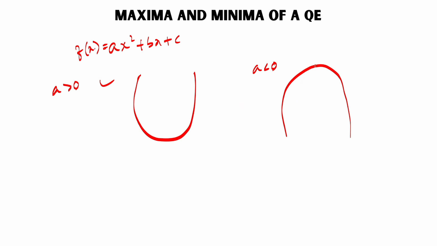If a is less than 0, we will get maxima point here. When a is greater than 0, we will get minima. And what is the maximum point here? When a is greater than 0, it extends till infinity. When a is less than 0, it extends till minus infinity. But we want maximum and minimum point. So if a is greater than 0 we'll get minima, and if a is less than 0 we'll get maxima.